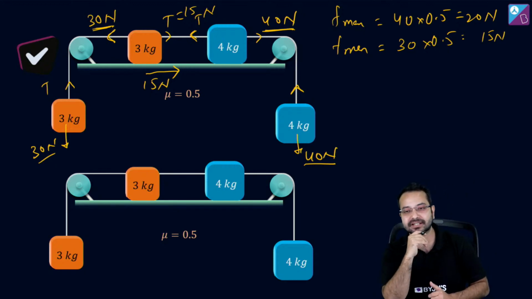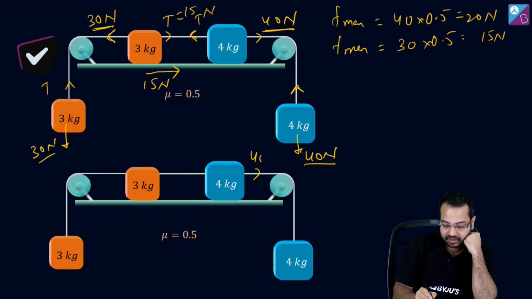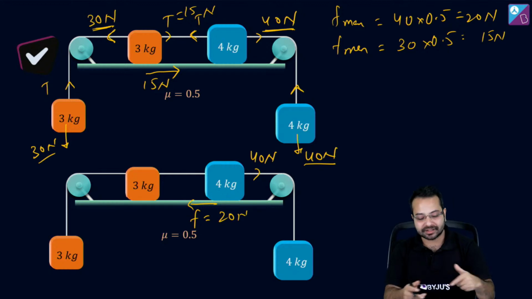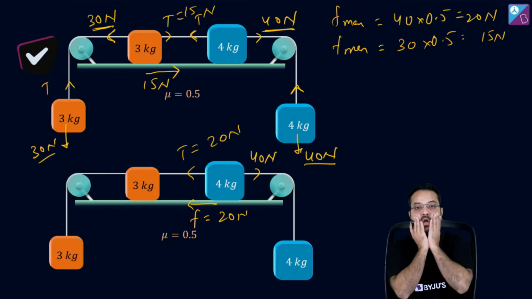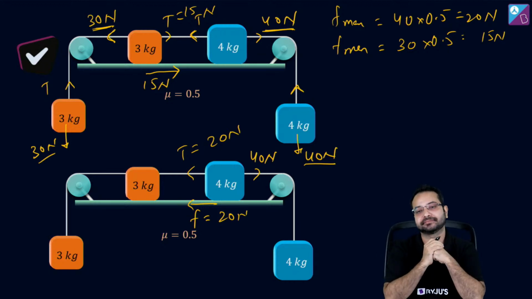Now if we adjust friction on the 4 kg block first, see what happens. This is 40 Newton. Friction on the 4 kg block, we are assuming that it adjusts first. So the friction is going to act in this direction. How much? It is going to be 20 Newton. Then what is the remaining tension? The remaining tension is going to be 20 Newton. Oh my God. Another problem.